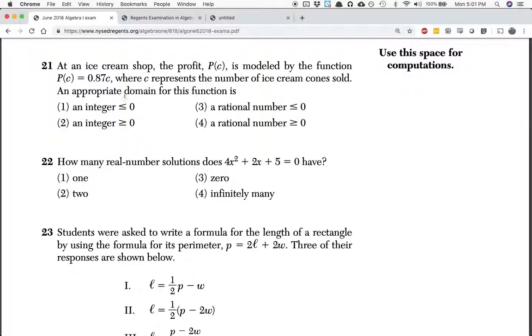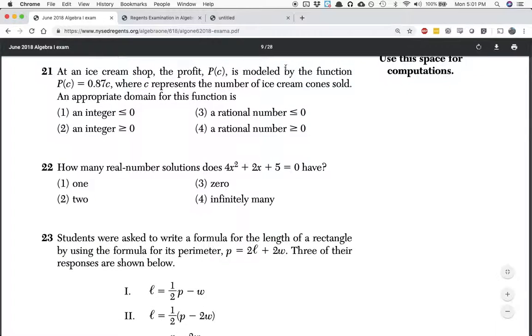Question 21. Ice cream shop. At an ice cream shop, the profit P of C is modeled by the function P of C equals 87.87 C, where C represents the number of ice cream cones sold. What would be an appropriate domain for this function?